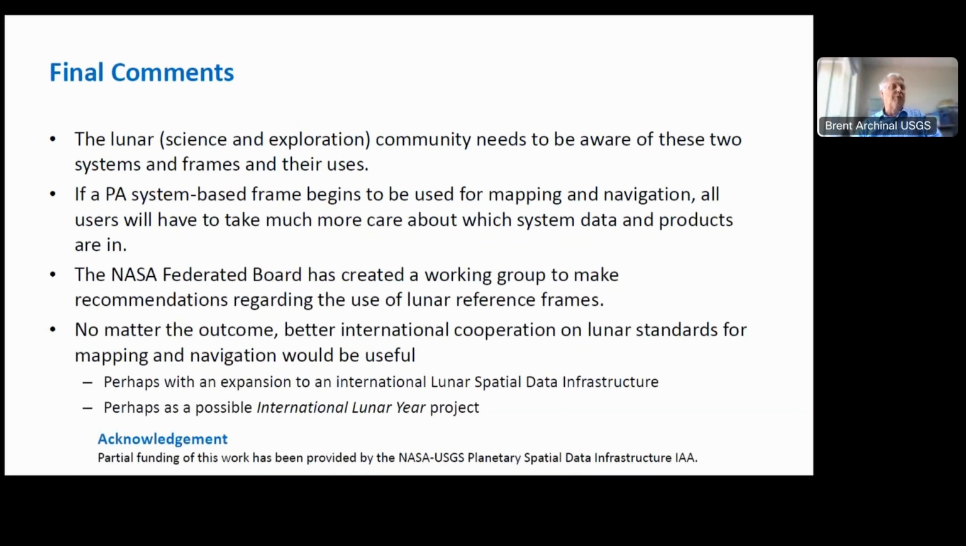But no matter the outcome, I think it's obvious that better international cooperation on lunar standards would be useful, either as an expansion to existing work to create the lunar spatial data infrastructure, which we'll be hearing about in a moment from Jay Laura, or perhaps as an international lunar year project related to the presentation that Erica just gave. So thanks for your attention.